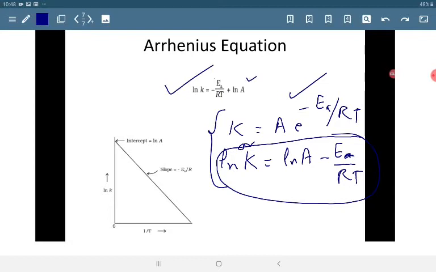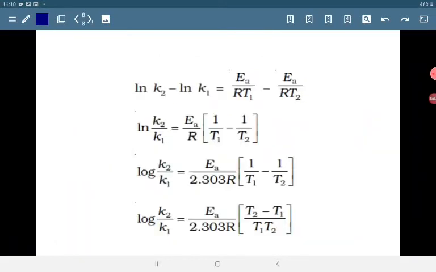This is the equation of a straight line. If we plot log k against 1 by T, we get a straight line. The slope is equal to minus Ea by R. So we have just seen that log k is equal to log A minus Ea by RT, isn't it?